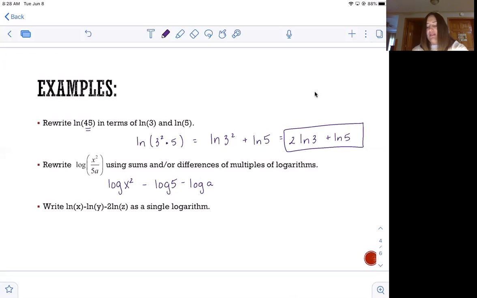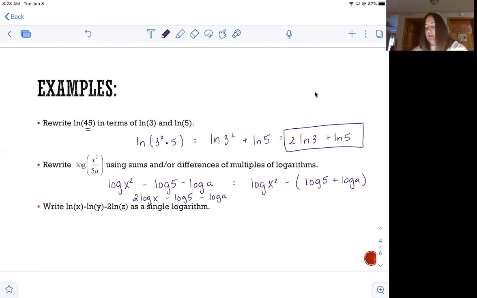Now, some of you might say, well, but that's 5 times a, which yes, it is. You could also write that as log of x squared minus the log of 5 plus the log of a. But notice what you're going to have to do. You're going to have to distribute that negative anyways. So here we are. Now, we still have this squared on the x, so we do need to move it out front. So we'd say 2 log x minus the log of 5 minus the log of a.